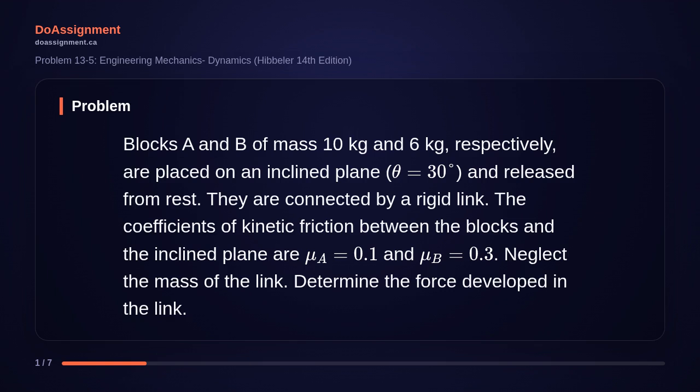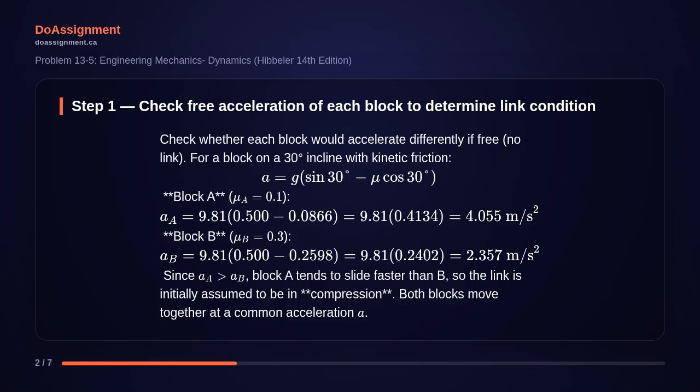Now, let us work through the solution step by step. We start by checking what each block would do if it were free on the 30-degree incline. Using the formula g times sine 30 minus mu times cosine 30, block A gets a free acceleration of about 4.6 meters per second squared, while block B only gets about 2.36 meters per second squared. Because A would move faster than B, we initially assume the link is in compression, meaning A is pushing B.